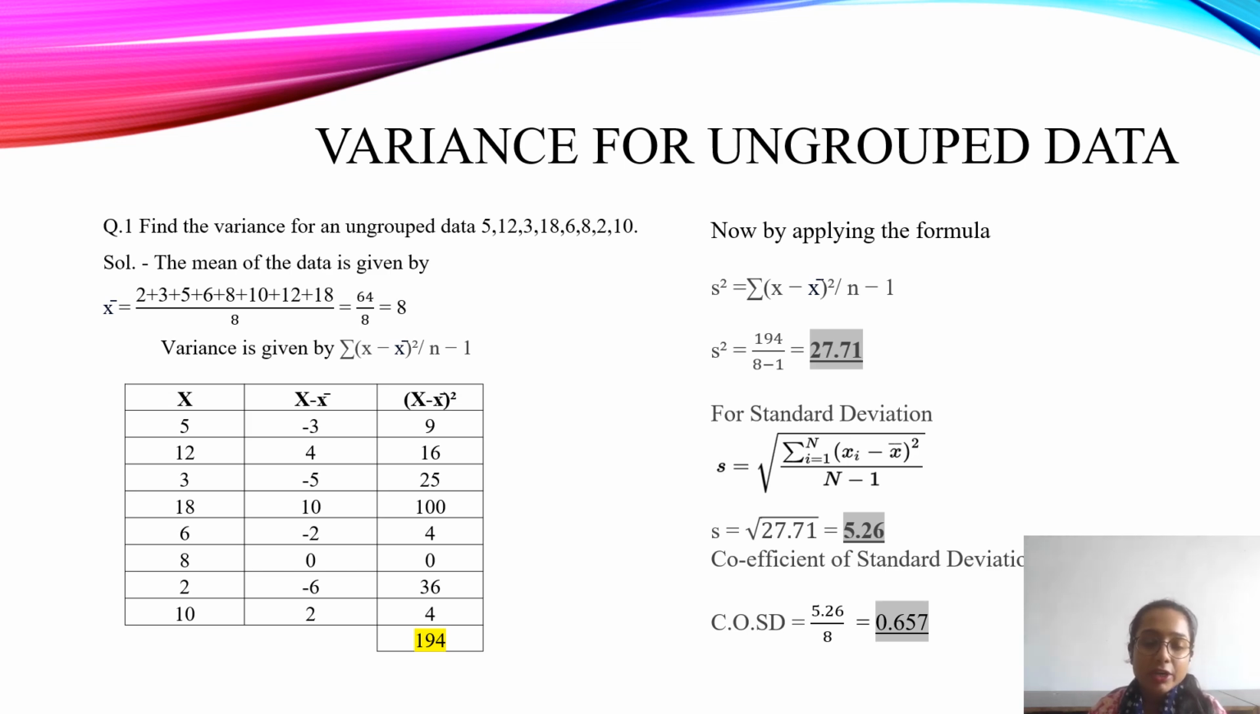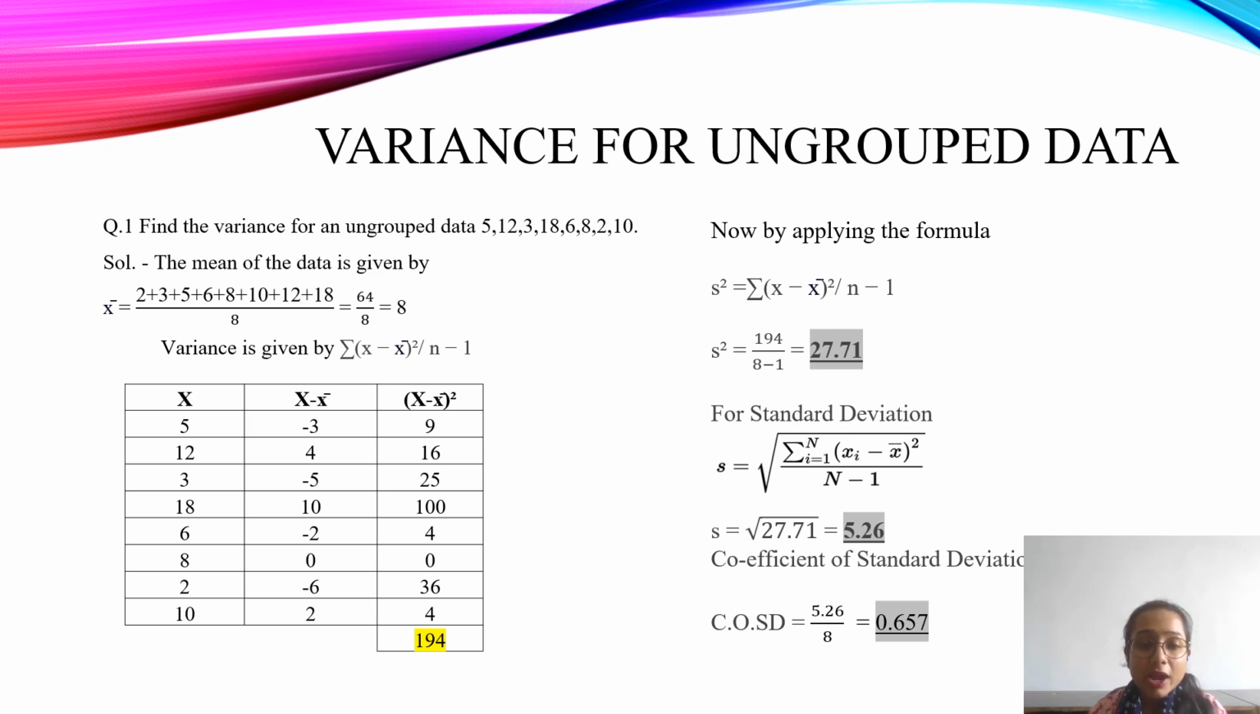First, we create a column and write all the values of x. After that, we will subtract the mean, which we have already calculated, that is 8, from each value of x. For the first value, it is 5 minus 8, that is minus 3. Then the second value, 12 minus 8, that is 4. This is how you are going to calculate all the values of x minus x bar.